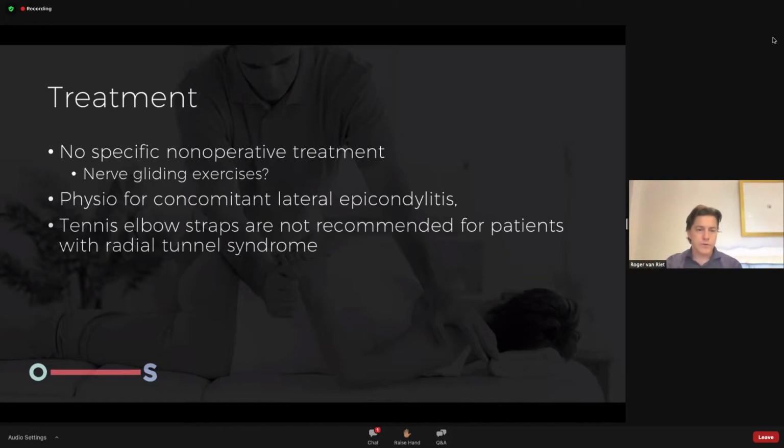However, if there's radial tunnel syndrome, so if my tennis elbow strap test, let's call it that, is positive, if that's more painful, then we don't recommend them, because you don't want to get more compression on the nerve. So be aware of it. As you know, it's rare, but it does happen together with tennis elbow.